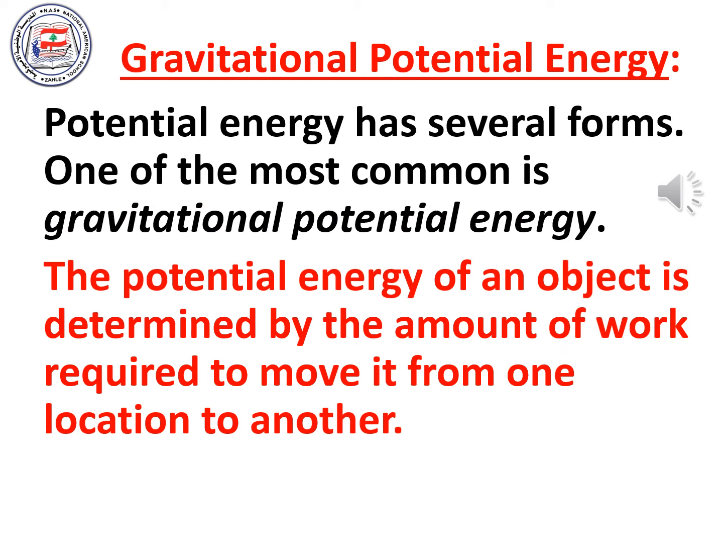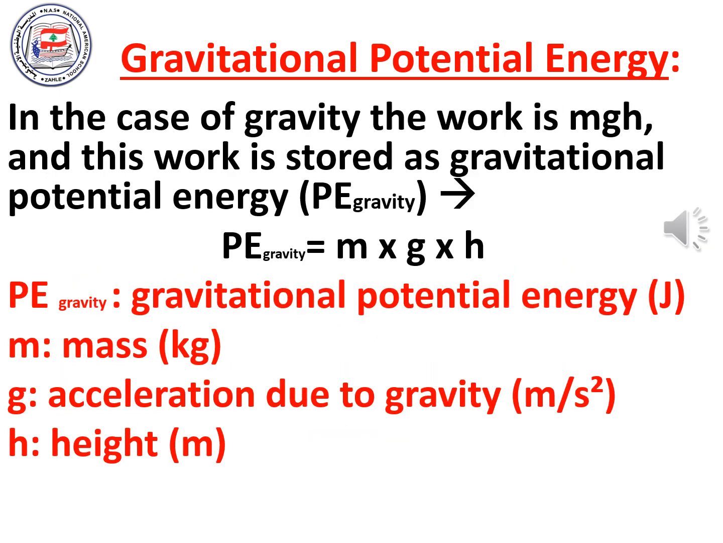Potential energy has several forms. One of the most common is called gravitational potential energy. The potential energy of an object is determined by the amount of work required to move this object from one location to another, as we already stated in the previous example. So in the case of gravity, the work is mgh, and this work is stored as gravitational potential energy, PE gravity. So in order to calculate gravitational potential energy, we use the equation that we see in front of us.